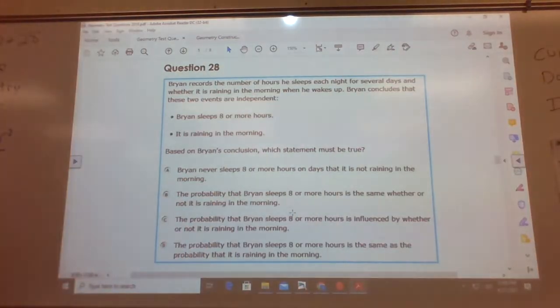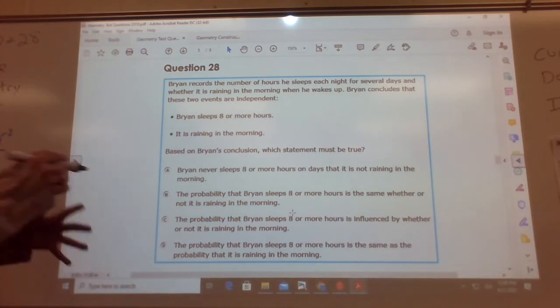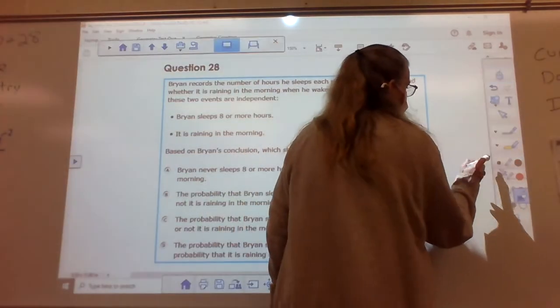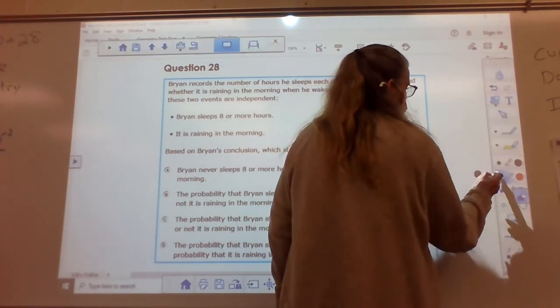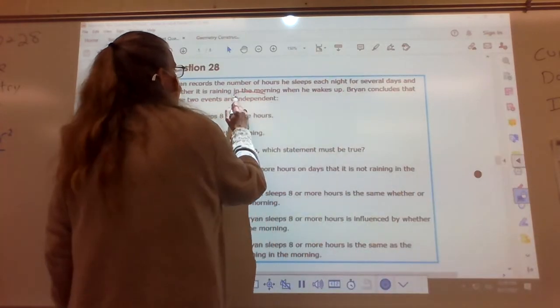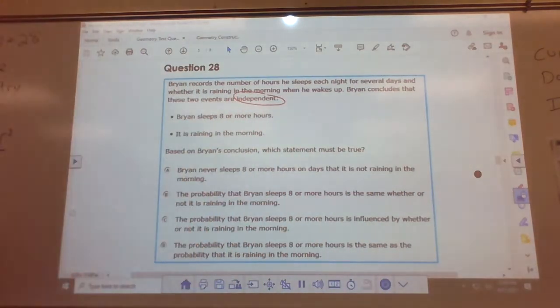So, question 28. Like I said, the key to this question is independent. And what does independent mean? By itself, stand alone. Doesn't have anything to do with each other.